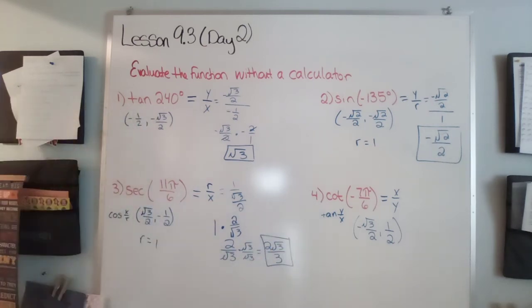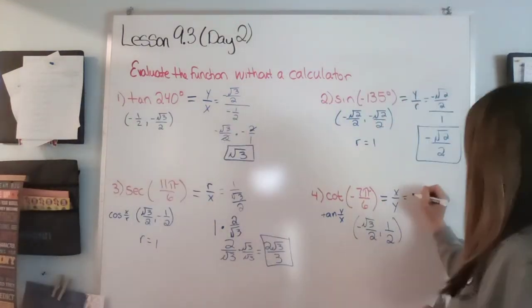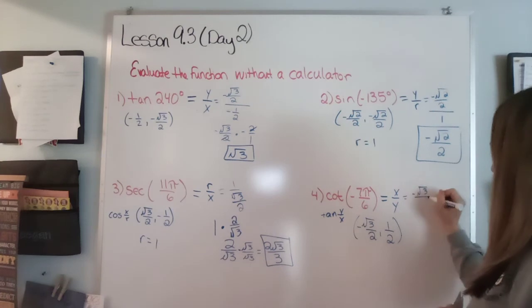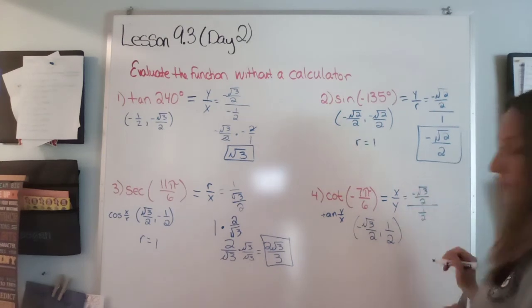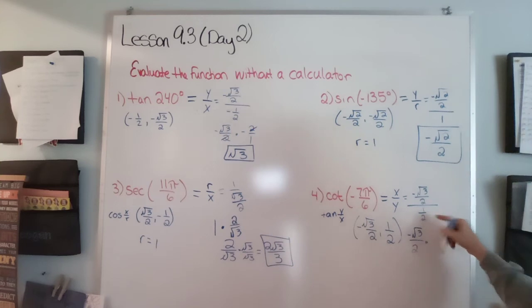And the last one, x over y. So you're going to have negative root 3 over 2 divided by 1/2. You might want to write that out as negative root 3 over 2 times the reciprocal of that second fraction, so times 2 over 1. The 2's cross simplify, so you're left with negative root 3.